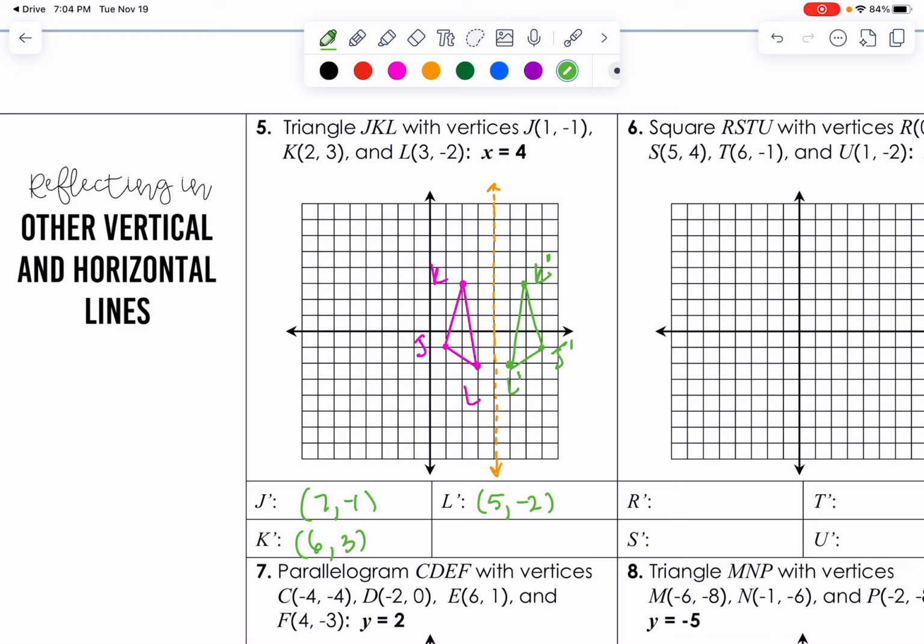I can get those coordinates simply by counting 1, 2, 3, 4, 5, and 1, 2 down. And remember that it's just because it's equal distance here. Or, if I take the original coordinates for L and just add 1, because that's how far it is from 3 to 4.